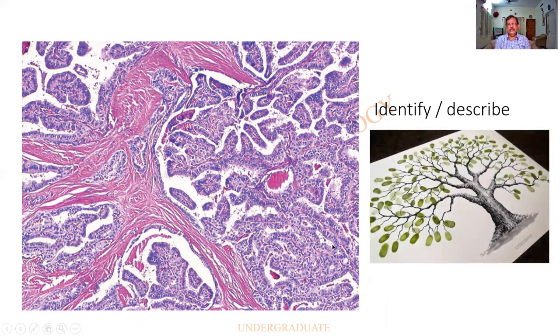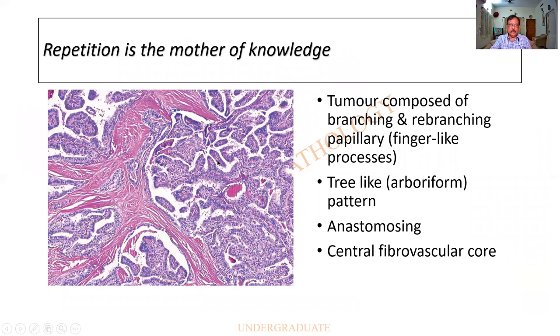And look at this one. It is a tree, an arboriform pattern. I think we can compare. So there is a trunk, the branch, it branches, rebranches, small twigs are there, and then the leaves of the parenchyma. It has got exactly this kind of an appearance. So it is called an arboriform pattern. So that is over here.